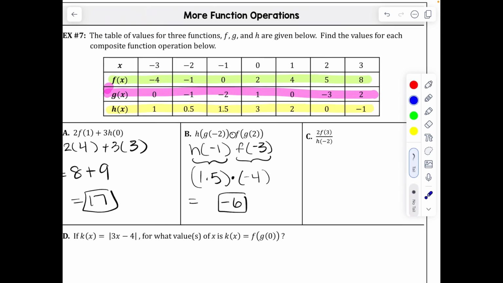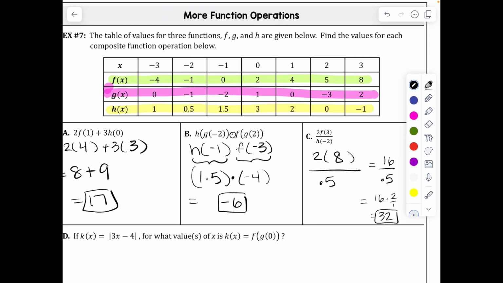Let's look at this one. Here we've got 2 times f of 3. So we know f of 3 is 8, all over h of -2. h of -2 is 0.5. So we get 16 divided by 0.5. That's like saying 16 divided by 1/2. If I multiply by the reciprocal, that's 16 times 2 over 1, which is 32.